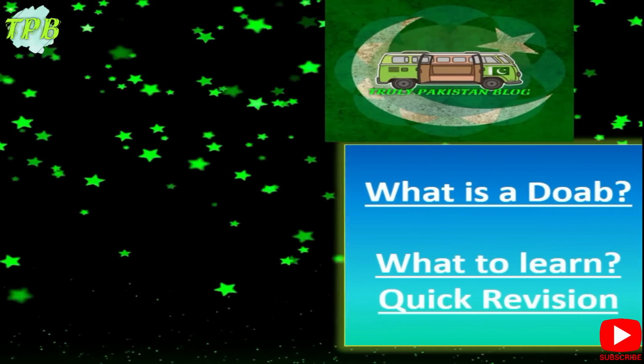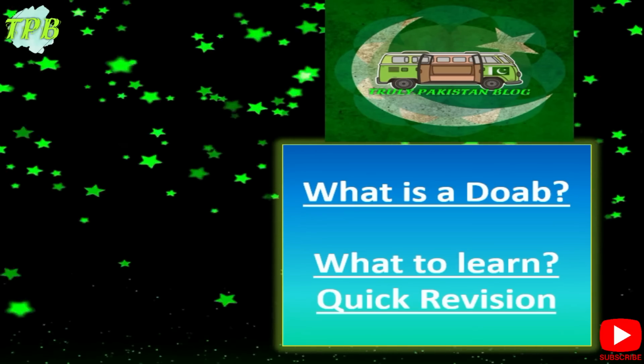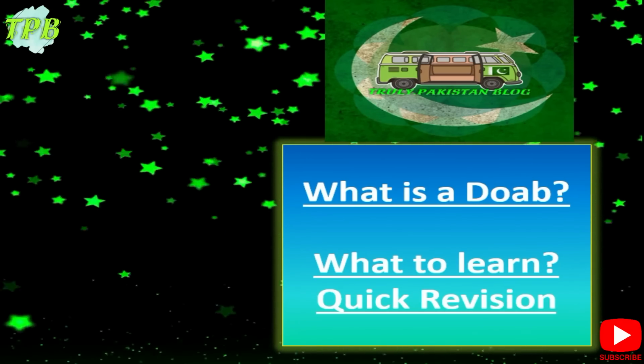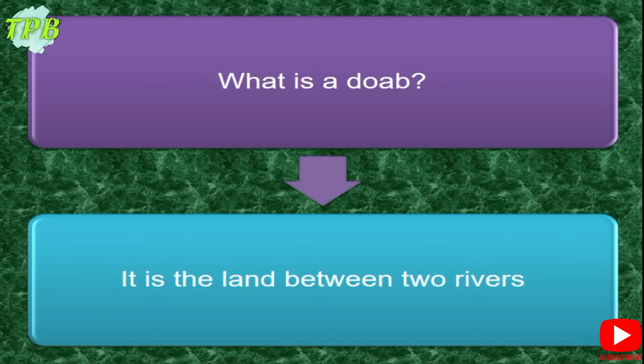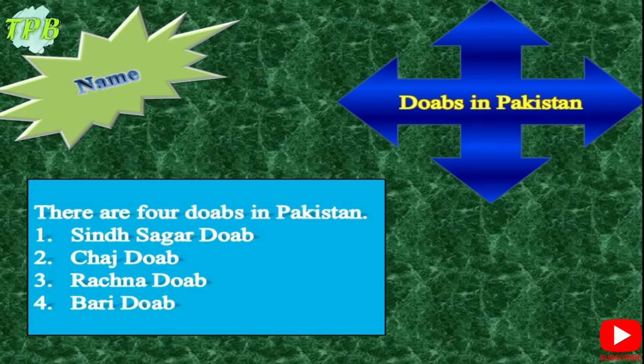Today we are going to discuss what is a doab and how its structure works. Let's start. To define first, a doab is the land between two rivers. So Pakistan has several rivers in Upper Indus Plain. That means there are several doabs in Pakistan. There are 4 doabs in Pakistan: Sindh Sagar Doab, Chaj Doab, Rachna Doab, and Bari Doab.